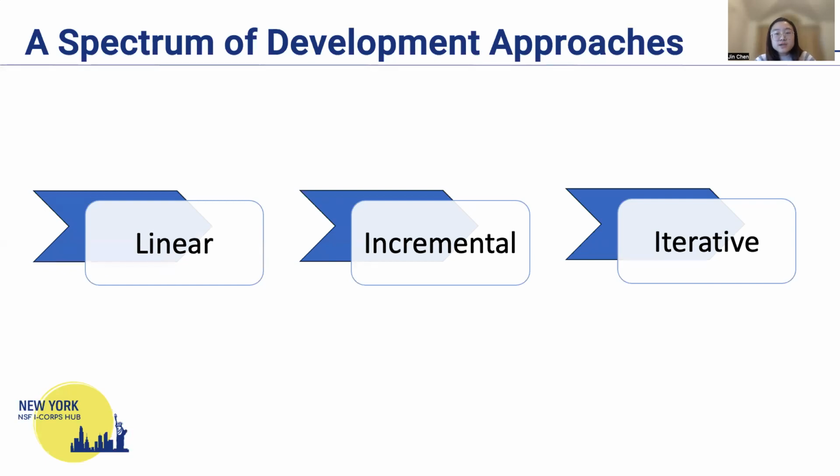So there are 3 high-level approaches on this spectrum in software development, ranging from linear to incremental to iterative. And Agile is a specific approach that combines both incremental and iterative approaches that can also be applied in product development. And we will go over all 4 approaches to understand how they operate and see what works well and what does not.